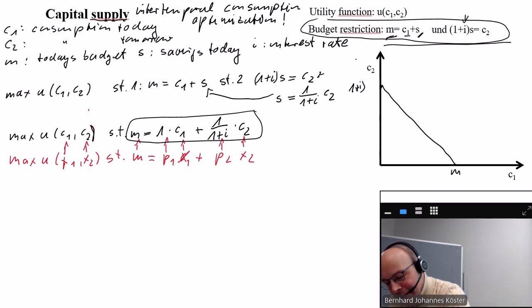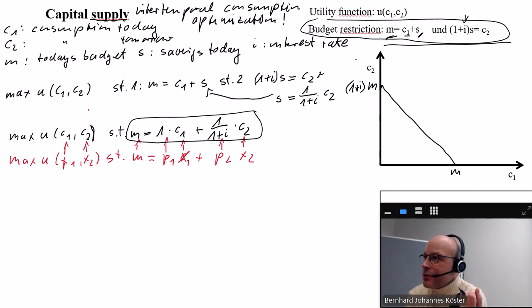1 plus I times M. Well, if you remember from the household theory, there you had M over P1 and M over P2. P1 is 1, so M over 1 is of course M. M over P2 on the vertical axis: P2 is 1 over 1 plus I. M over 1 plus I is of course then M times the inverse, 1 plus I times M.